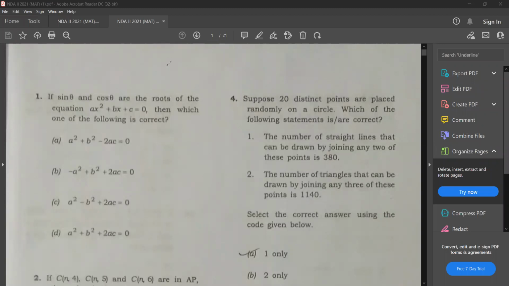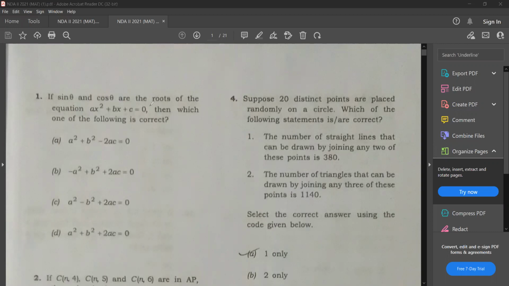We are going to see the NDA 2 2021 question paper. NDA 2 2021. So we'll be seeing the questions and solutions for NDA 2 2021. Okay. So read the first question.